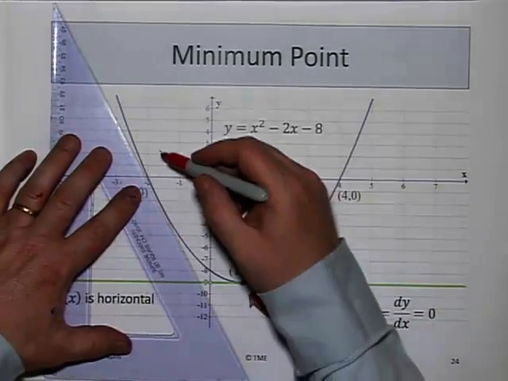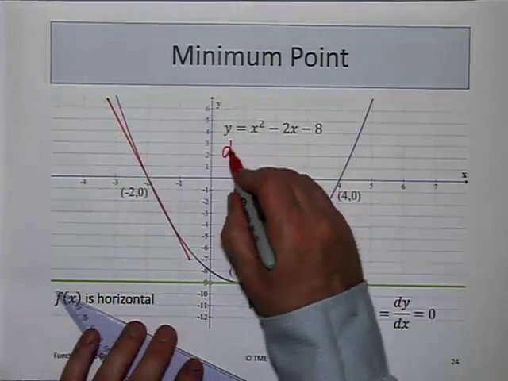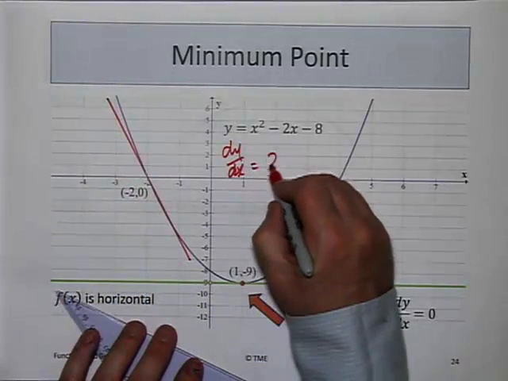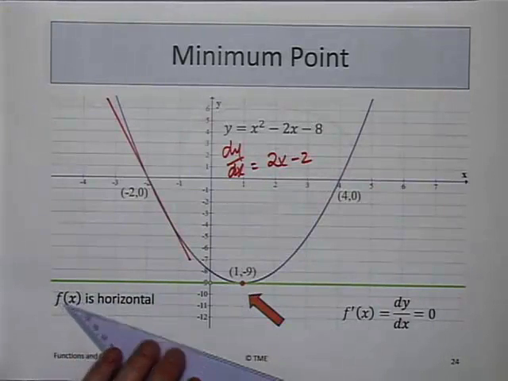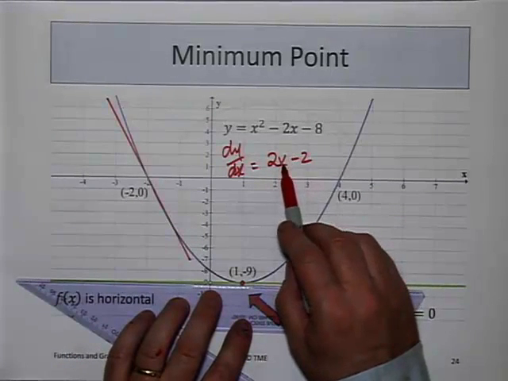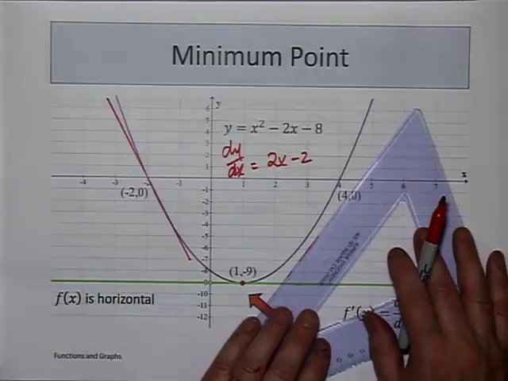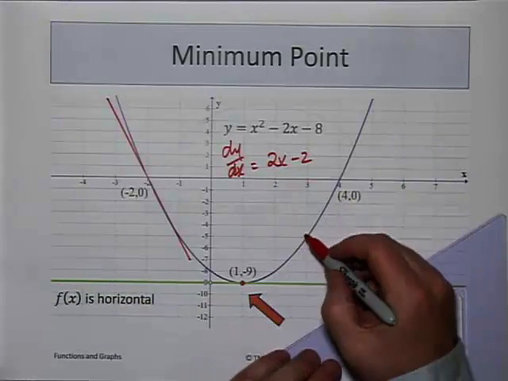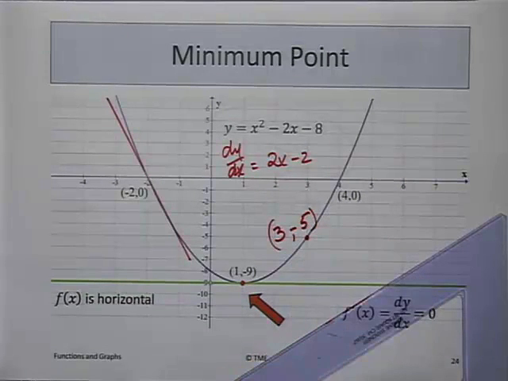So at every point on the graph, we do have a slope. And it's always defined by dy dx is 2x minus 2. But it depends on the x value. So at this point, when x is 1, 2 times 1 minus 2 is 0, and that's why the slope is 0. But if I chose a point here, for example, this point here, 3, minus 5, what would the slope there be?